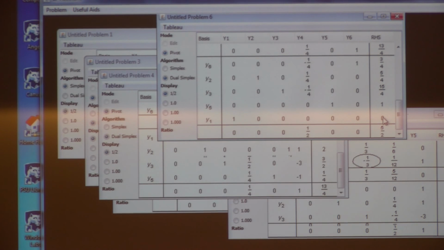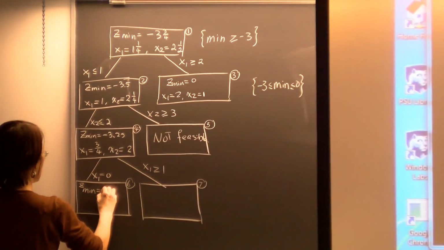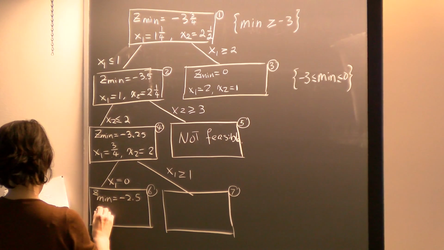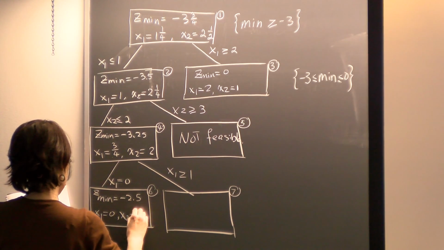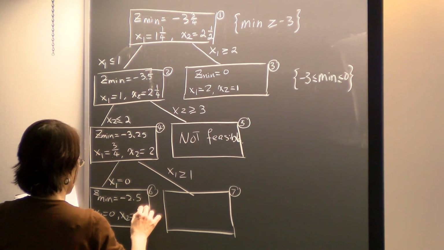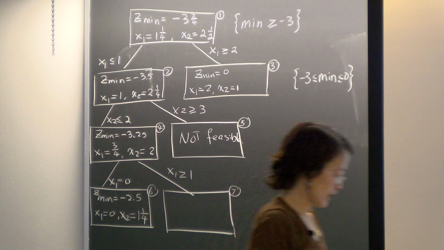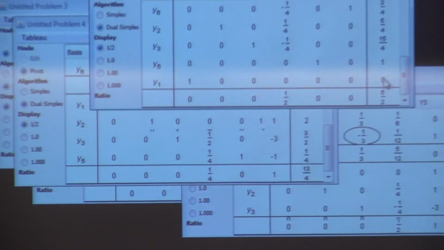All right? So let's record. So what did we have? So that's 2.5. That's my minimum. So Z min is negative 2.5 at x1 is 0, x2 is 5/4, 1 and 1/4. Okay, and we have the other problem to solve before we can conclude.